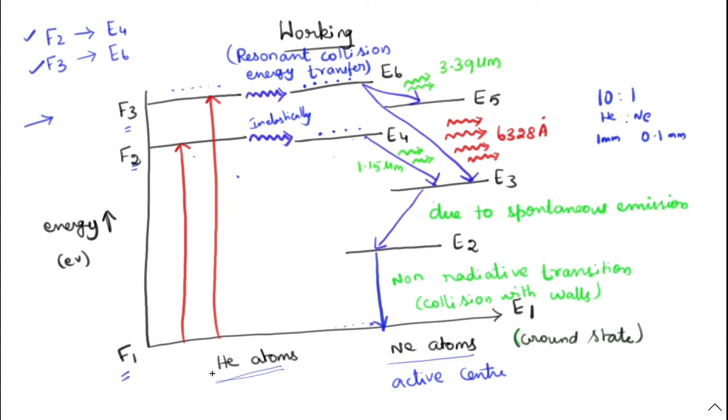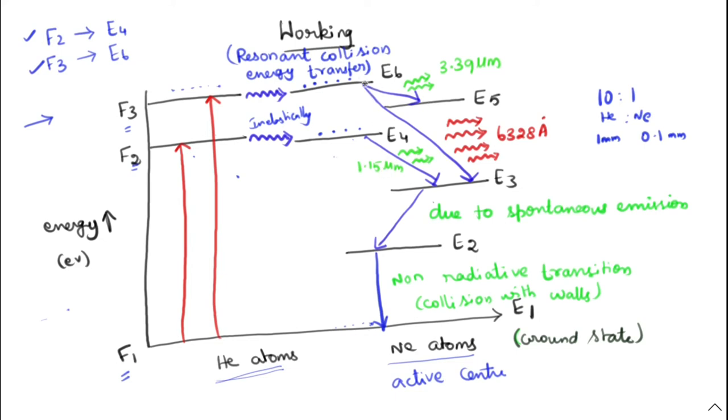Again, it will be collided with the fast moving electrons. So this process will be continued over here. Okay, and now come to this neon atom. So now directly the neon atom gains energy and occupies this E4 and E6, right? So next step, what will happen? Now listen carefully. In this energy states, three transitions are very, very important. So let me explain one by one.